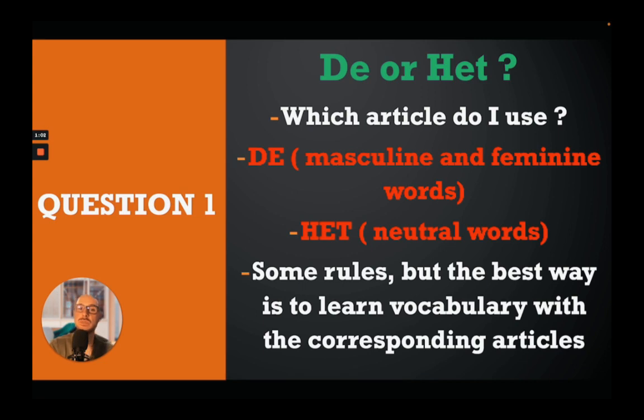Alright, so the first one is basically de or het. That's probably the most common one. Most of the students ask me, Ruben, when do we use de, when do we use het? Which article do I use? As you know, de and het are articles, and just to refresh your memory, de in Dutch is used for masculine and feminine words, and het would be for neutral words. So how do I know whether to use de or het? Is there a general all-comprising rule? Unfortunately not. There are some rules, there are some ways which will probably make your life a little bit easier.